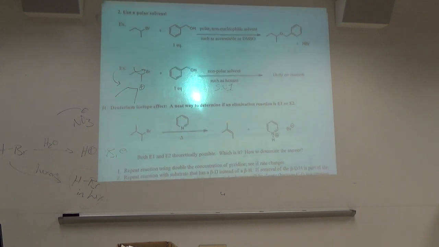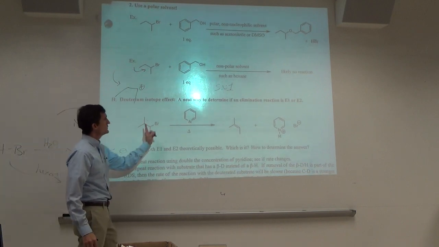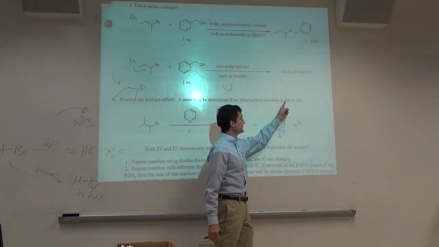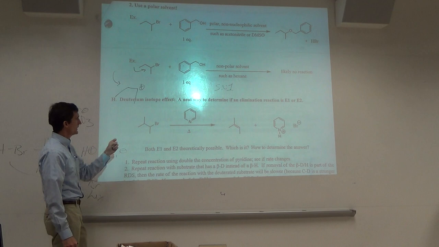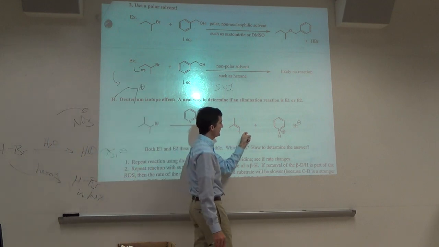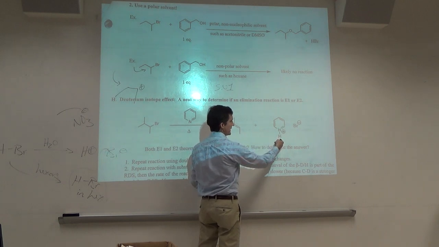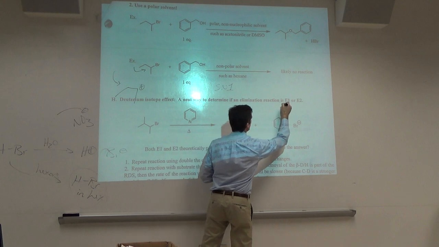Different topic. We'll introduce this. Deuterium isotope effect, another miscellaneous thing. The neat way to determine if an elimination reaction is E1 or E2. Consider this reaction. This alkyl bromide treated with pyridine, eliminate. Pyridine obviously took the H, there's your leaving group. Obviously elimination. Is it E1 or E2?